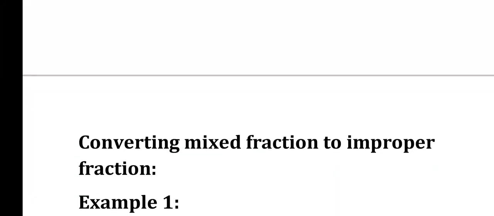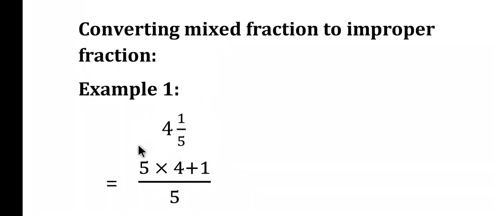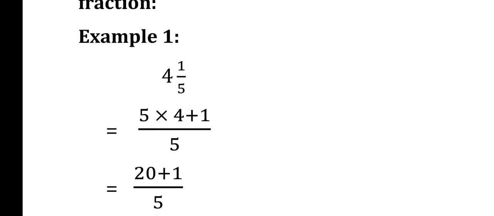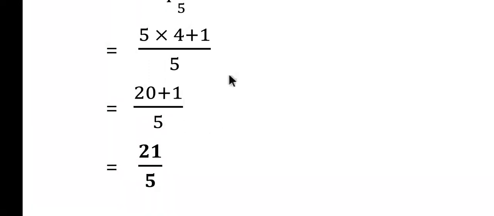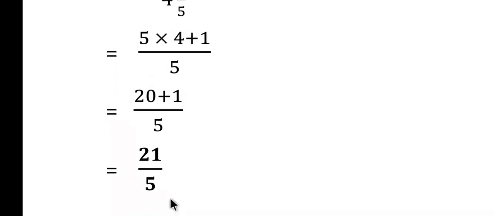Now let's learn about converting mixed fraction to improper fraction. So example number 1. You have a mixed fraction over here, 4 1 by 5. In order to convert it into improper fraction, we'll multiply 5 with 4. Then we'll add it with the numerator. So 5 into 4 is 20 plus 1, 20 plus 1 is 21. And we write the same denominator, 5. So 21 by 5 is the required improper fraction.